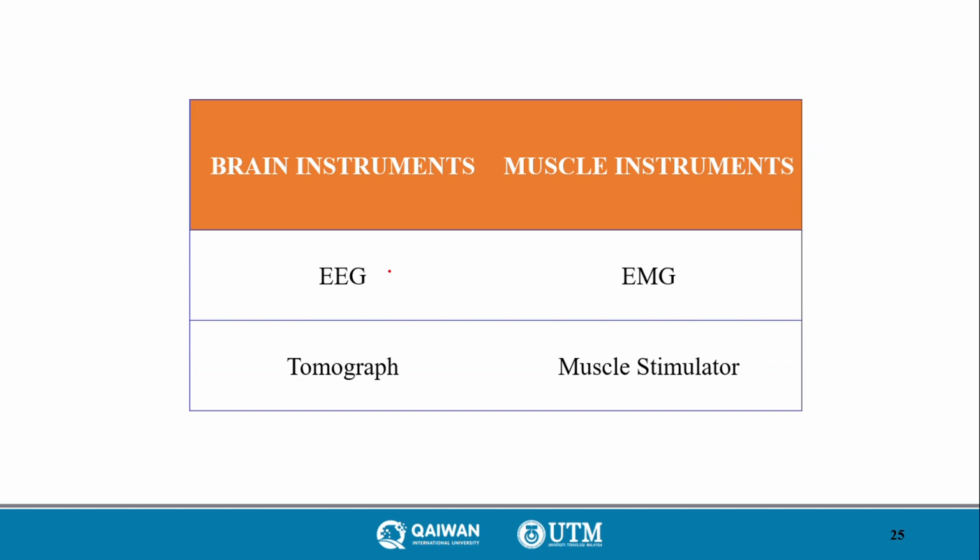The brain instruments: EEG, tomograph, and for the muscle instruments, EMG and muscle stimulator. Also, there's a transcranial stimulator also, TMS.